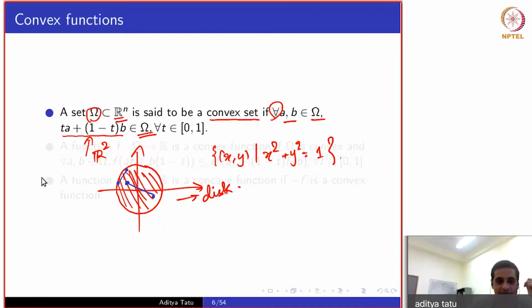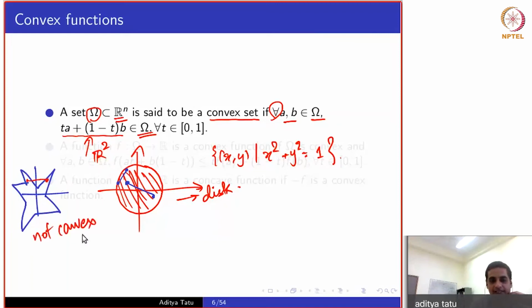So here is an example of a set which is not convex. Something like this. Here and here, the line segment passes through points which are not in this set, a star shape. So this would be a non-convex set, and this would be a convex set. Got it?